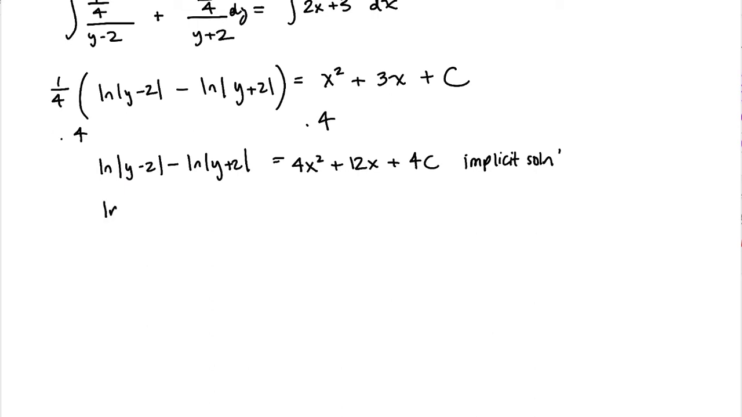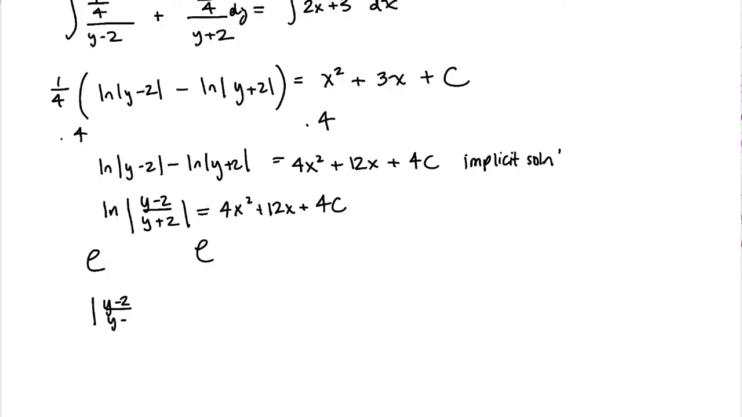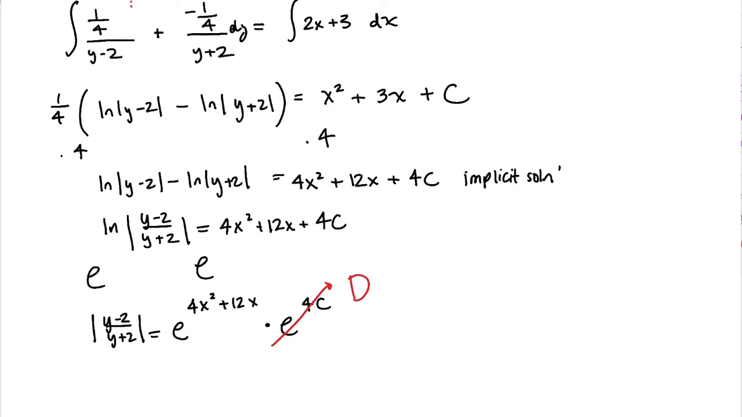So I want to isolate y. How do I do that? Using my log rules, of course. This would be ln of |y minus 2 over y plus 2| to condense that. And then my right-hand side would be 4x squared plus 12x plus 4c. And then I can raise both sides to the power of e, and we get the absolute value of (y minus 2) over (y plus 2) equal to e to the (4x squared plus 12x) times e to the 4c. I'm isolating out that constant term, and I'm going to choose to rename this as d at this point in time.